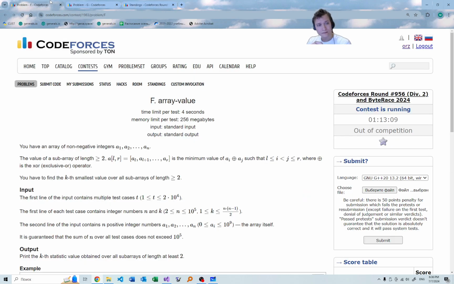Problem F. So we have an array, we have its subarray, and we value it as the minimum XOR of two different values of this subarray. We want to find the kth smallest value over all subarrays of length at least 2.